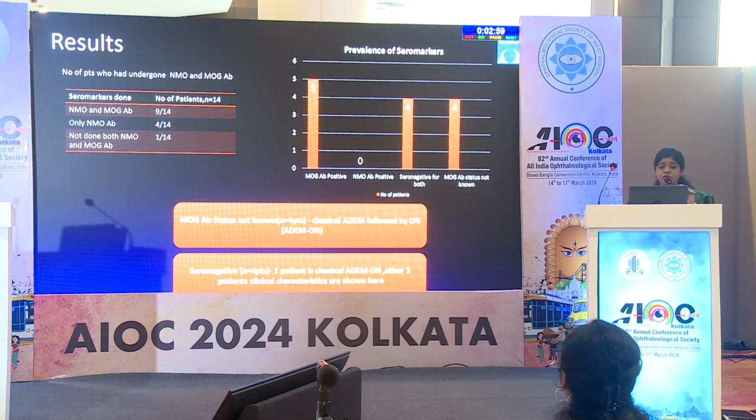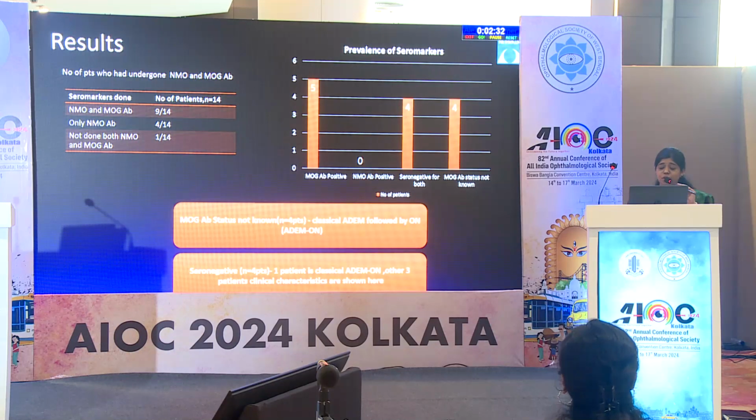Looking into the serum markers, 9 out of the 14 patients had undergone NMO and MOG antibody testing, and 4 out of the 14 patients had only NMO antibody testing, and 1 patient did not undergo either NMO or MOG antibody testing. On the prevalence of these seromarkers in our group, we noted that 5 of them were MOG positive, none of them were NMO positive, and 4 were negative for both NMO and MOG, and 4 patients were negative for NMO, but their MOG status was not known.